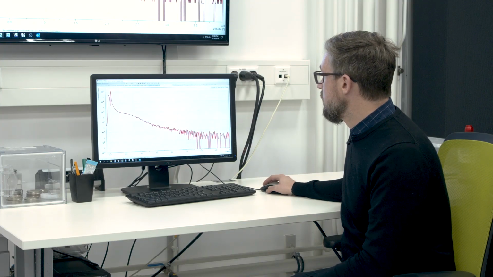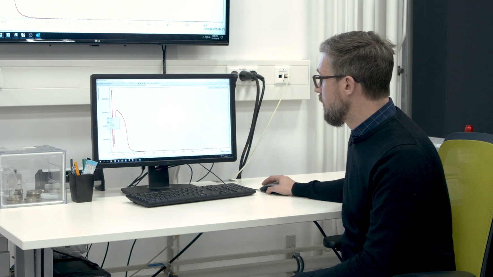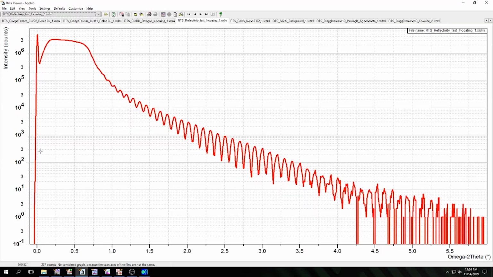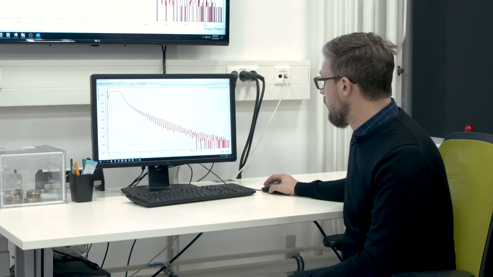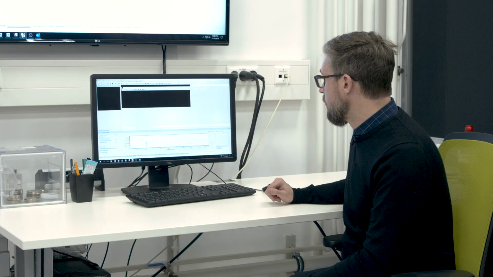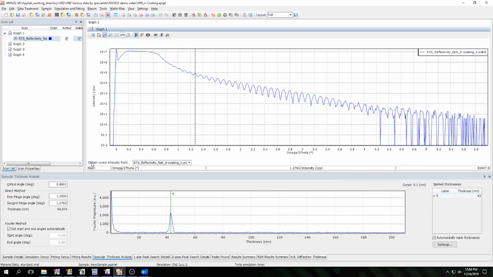The next data set is the reflectivity measurement that we collected on the iridium coating. So this is the reflectivity data, and you can nicely see here in logarithmic scale the fringes that appear coming from the total reflection and interference inside the coating. And from this information, we can very quickly derive and estimate the layer thickness, which for this particular sample is around 44-45 nanometers. And also here you see in the Fourier transformation of the curve that you have a maximum at around 43 nanometers.